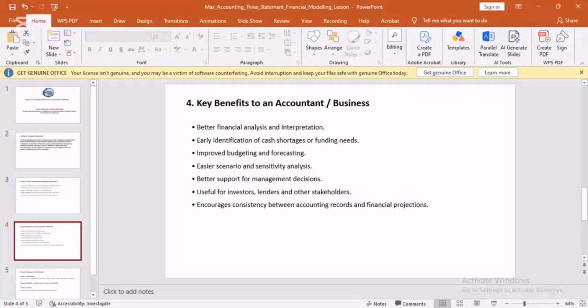So let's see some key benefits of financial modeling to an accountant. Better financial analysis and interpretation. You get more clarity, more simulation of what the business is. Also identification of cash shortage or funding needs. So it's all about clarity. It's all about simulating what the business is. So that's it about it. Let's move on to the next.